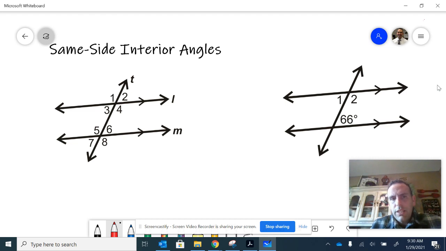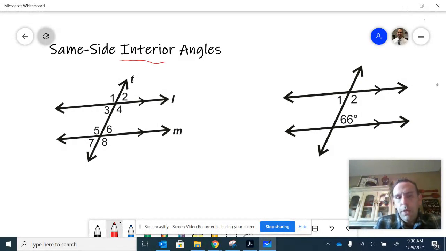Welcome to a lesson on same-side interior angles. This is the one relationship that is a little bit different than all the others we've examined. So far, the ones we've examined, the angles have been equivalent in their measures. In this particular example, the same-side interior angles do not have equivalent measures. So interior, meaning inside the parallel lines, same side, meaning on the same side of the transversal.